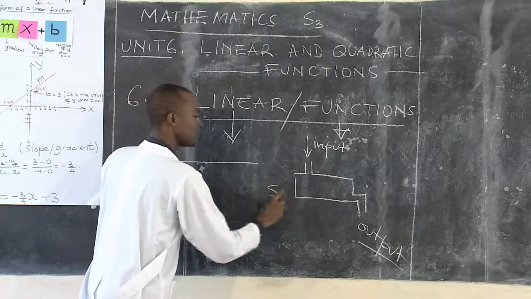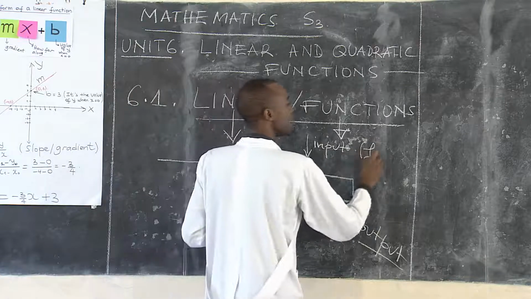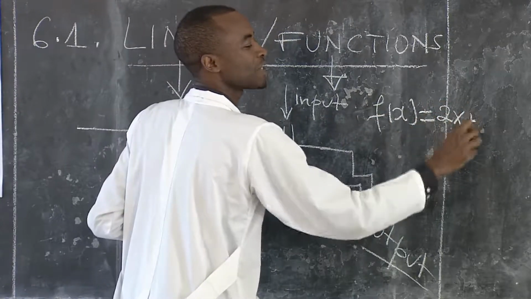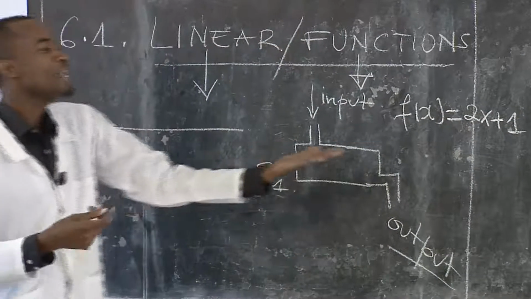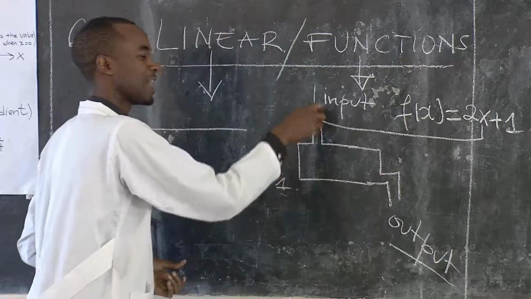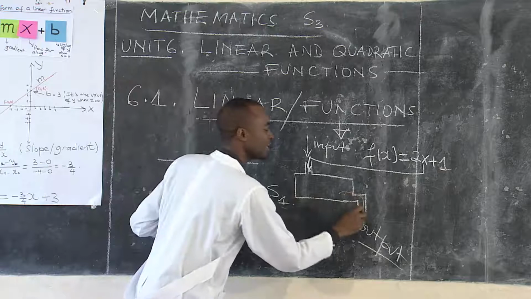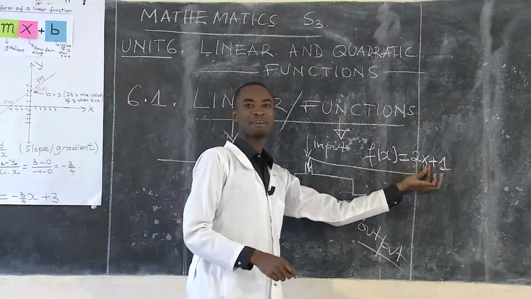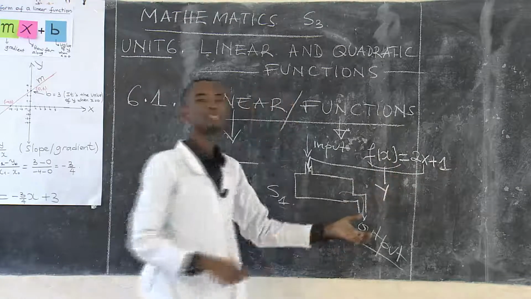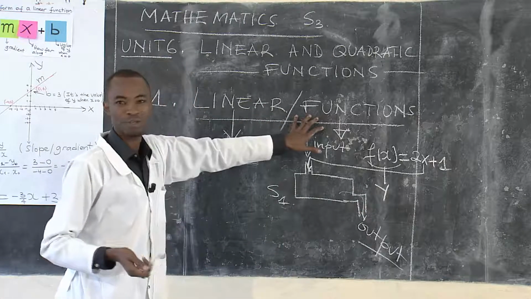Remember, in Senior 1, there is what we learned. When you have f(x), which is, for example, equal to 2x + 1, you can have the input for x. When you bring in a value of x and you enter it in this machine, which is a function, it gives you the output. You only replace the value of x and you get the value of f(x), which we normally call y. So I hope we have understood what a linear function is.